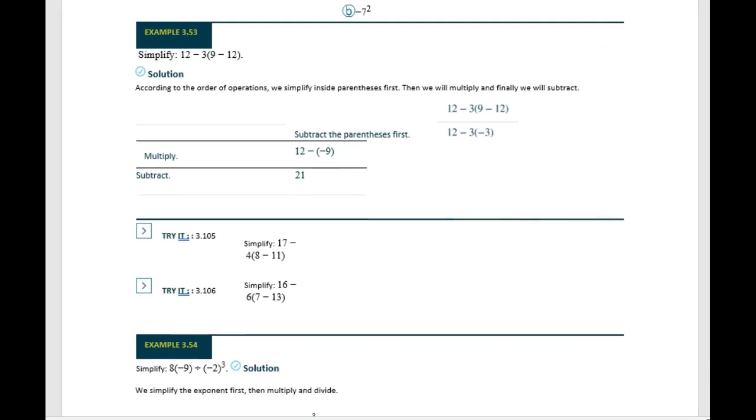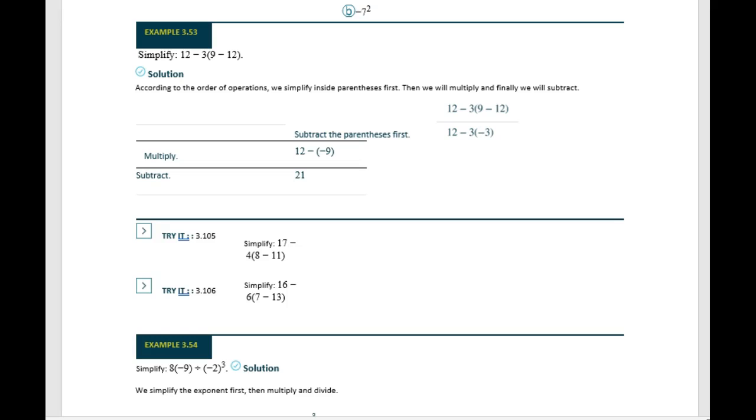Okay, so here's another thing we need to simplify. Let's talk about this one. So first we always do the things in the parentheses first. So I want to subtract the parentheses first. So I would have 12, which stays there, minus 3, and then I deal with the inside of the parentheses and multiply that. Well, now I see I am going to be multiplying, and a negative times a negative would end up giving me a positive, right? So that's how I end up with 21.